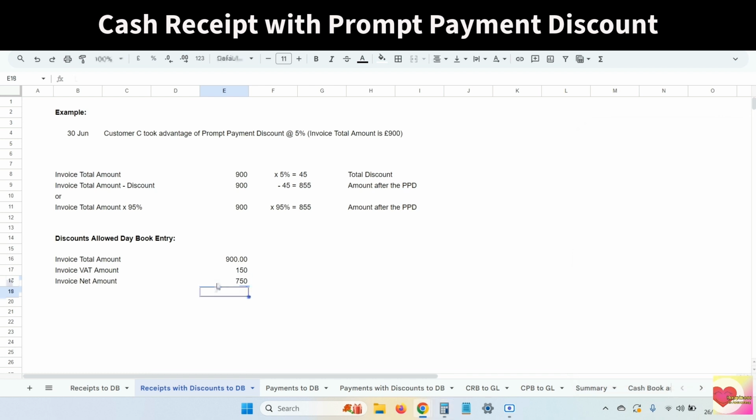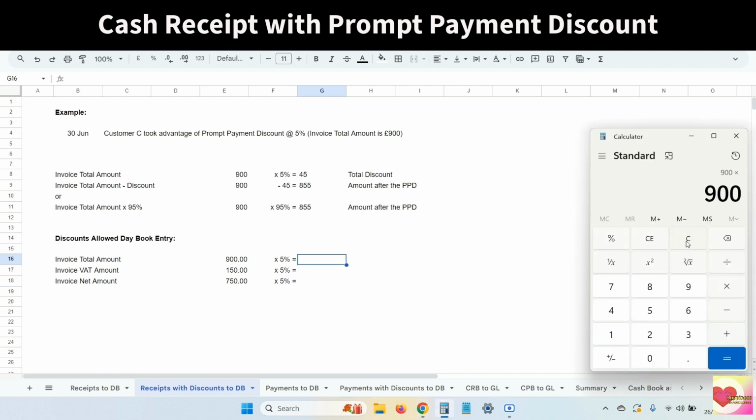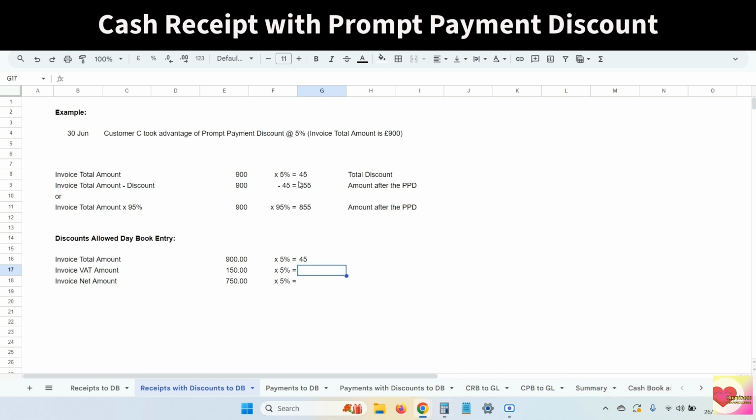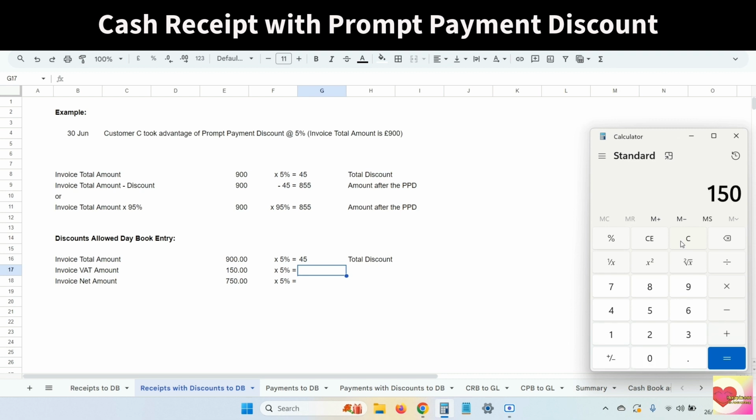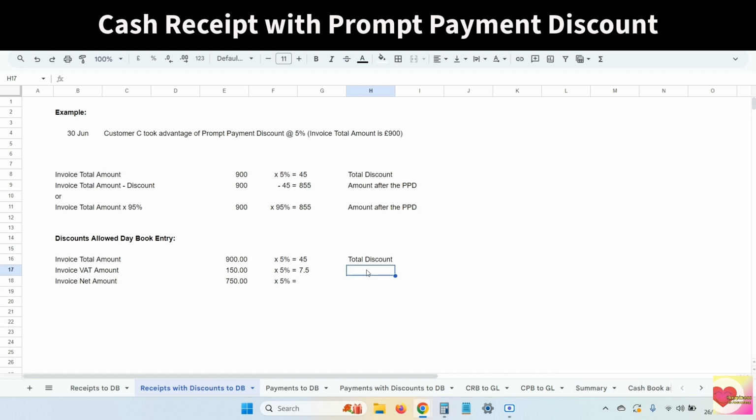And don't forget to always double check that the total of the VAT and net amount should be equal to the total amount. Then let's get the 5% of each one. 900 times 5% or 0.05, and we got 45. And this is the amount that we got earlier, which is the total discount. Next is 150 times 5% or 0.05, and we got 7.5, and this is our VAT discount.